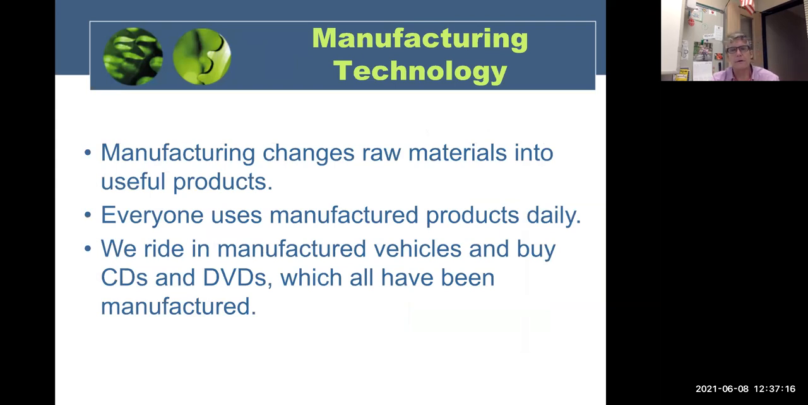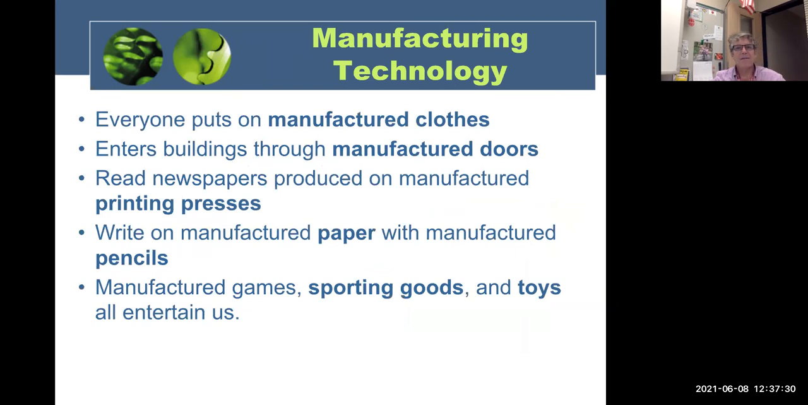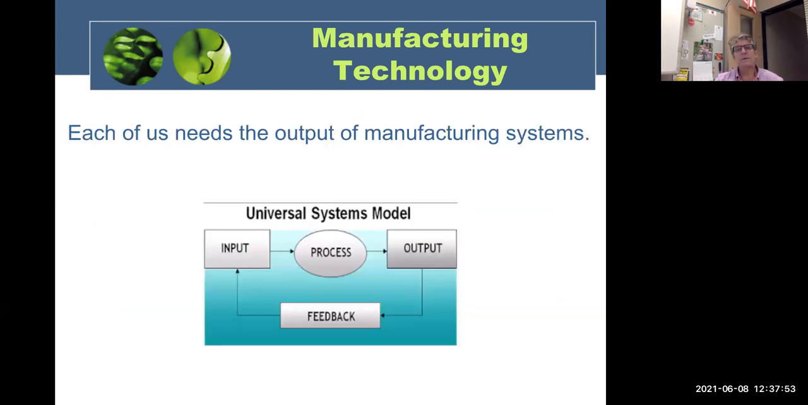Manufacturing changes raw materials into useful products. Everyone uses manufactured products daily. We ride in manufactured vehicles and buy CDs and DVDs, which all have been manufactured. Everyone puts on manufactured clothes, enters buildings through manufactured doors, reads newspapers produced on manufactured printing presses, writes on manufactured paper with manufactured pencils. Manufactured games, sporting goods, and toys all entertain us. Each of us needs the output of manufacturing systems.